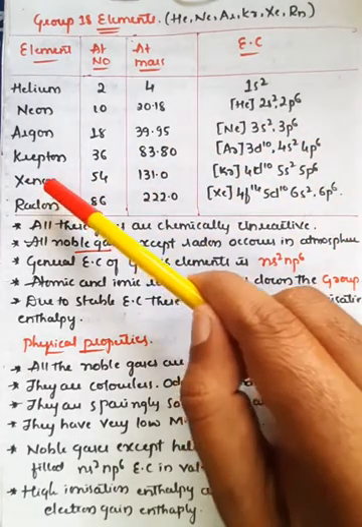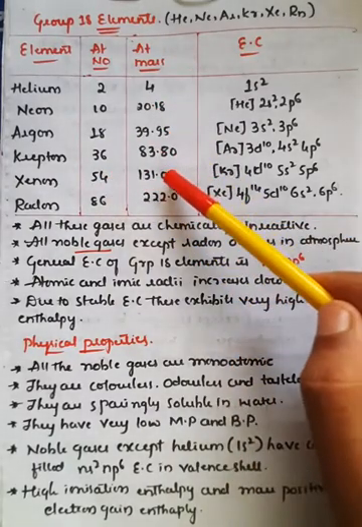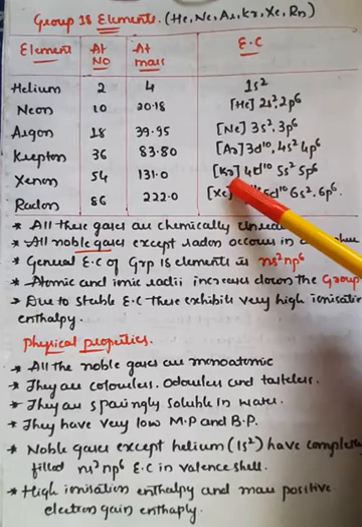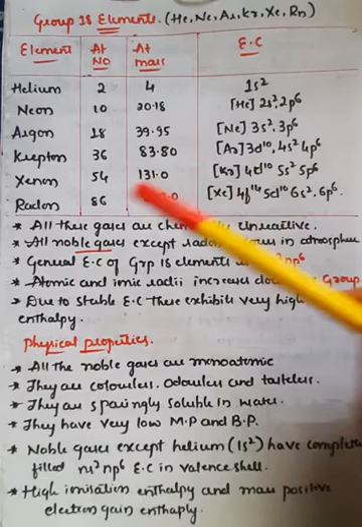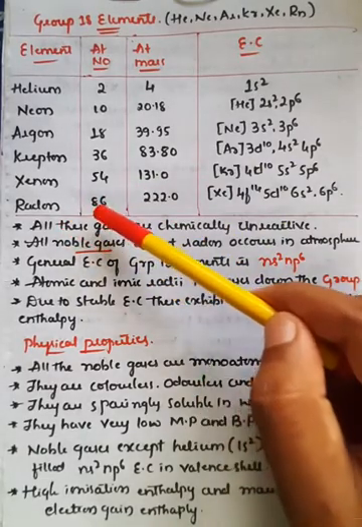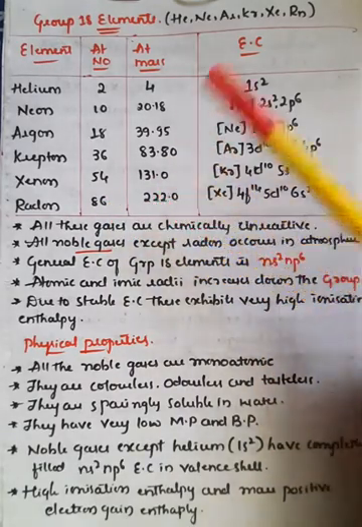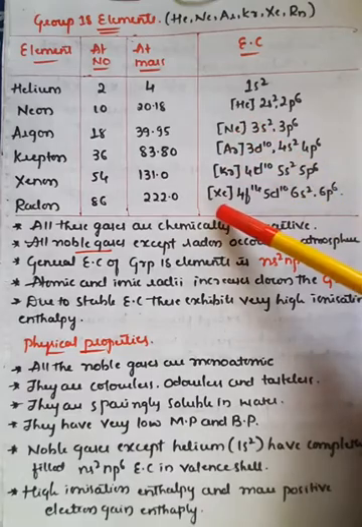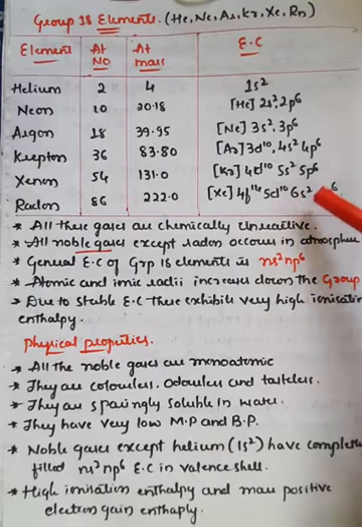Similarly xenon is the fifth noble gas, its atomic number is 54, its atomic mass is 131, and the electronic configuration, with the nearest noble gas krypton, is 4d10, 5s2 and 5p6. The last element of group 18 is radon, with atomic number 86 and atomic mass 222. The nearest noble gas is xenon, and the configuration is 4f14, 5d10, 6s2 and 6p6. And all these noble gases are highly unreactive.